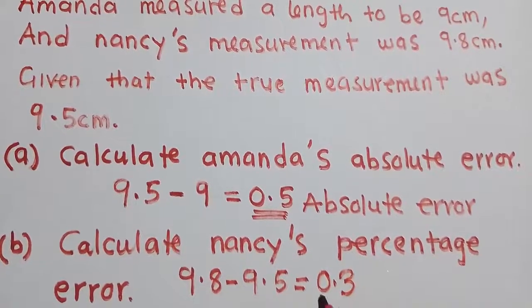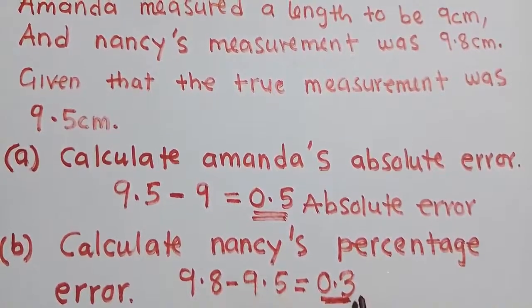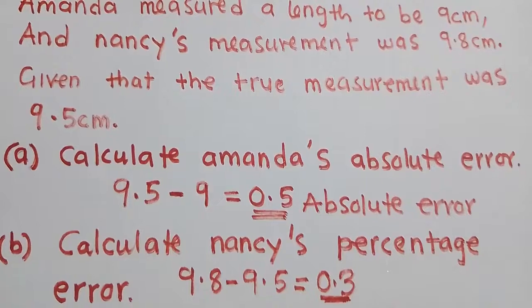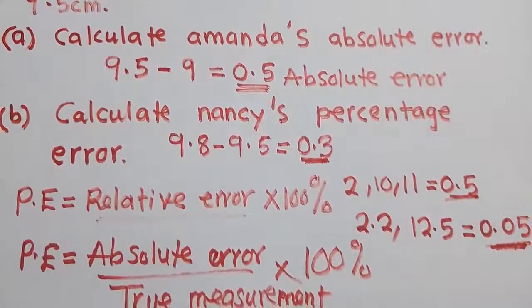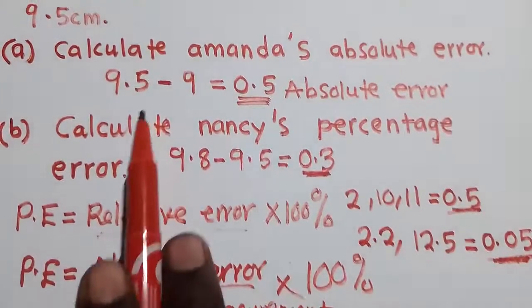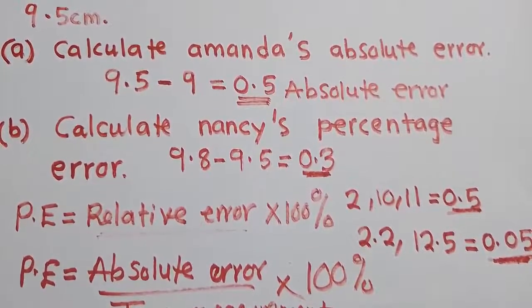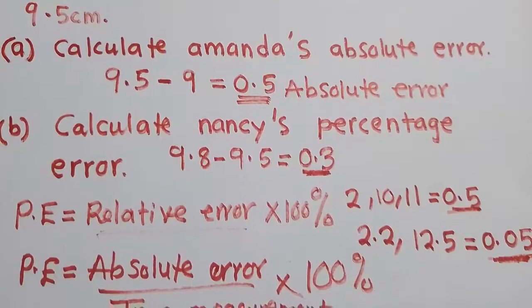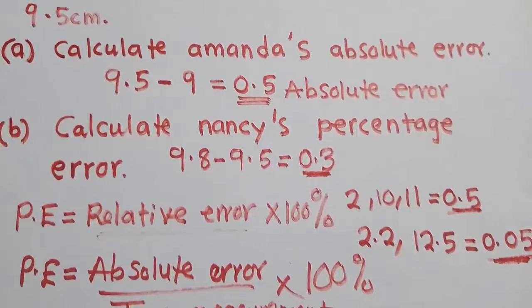0.3. So this is the absolute error. For who? For Nancy. So this is the absolute error for Nancy. This is what you need to do. With this 0.3, you cannot start with 9.5 like the way I did with this one. You always start with a bigger one to avoid negative answers. We need to avoid negative answers.